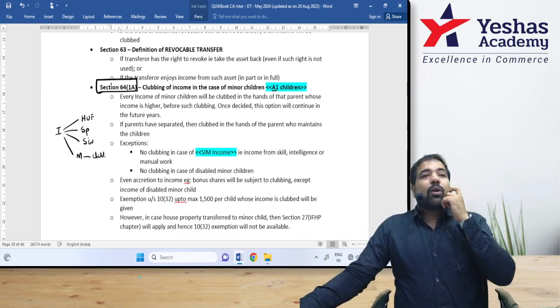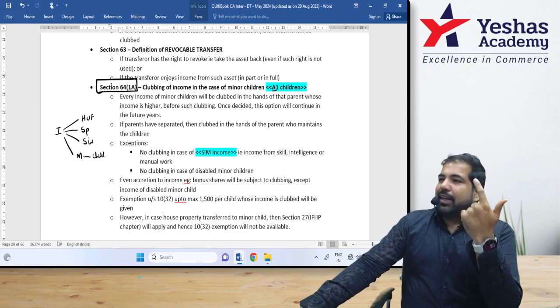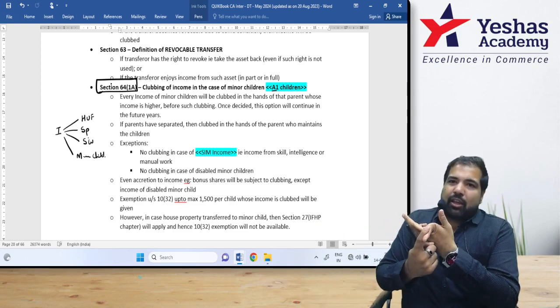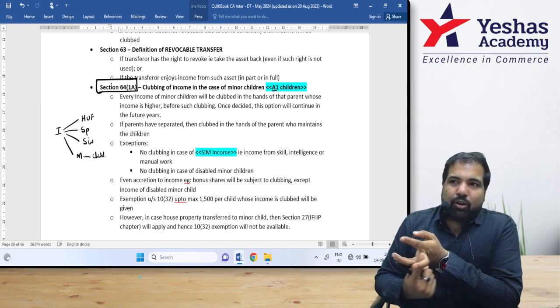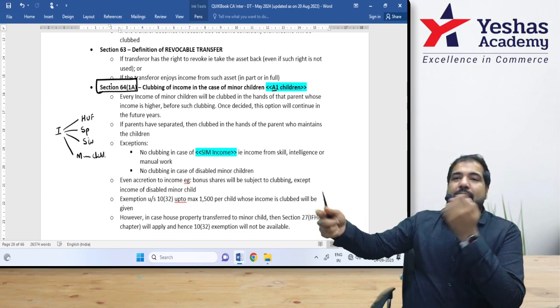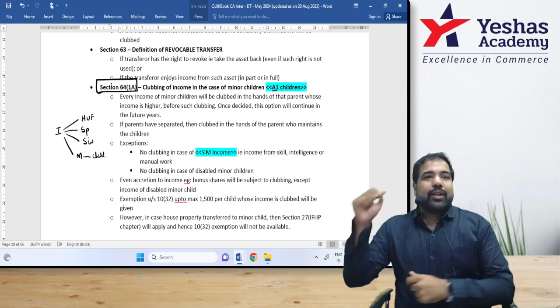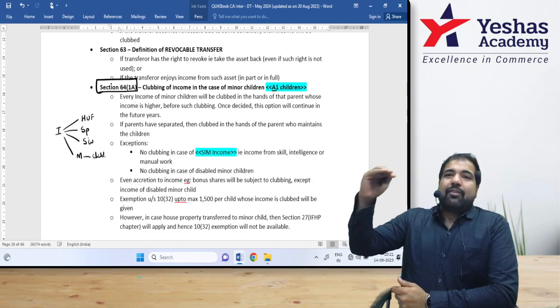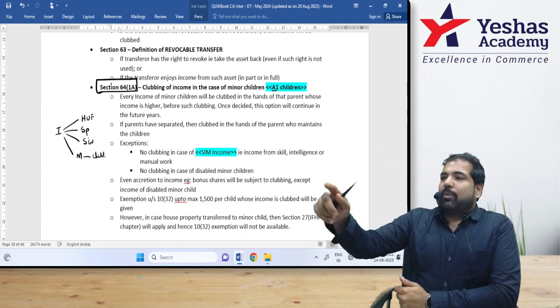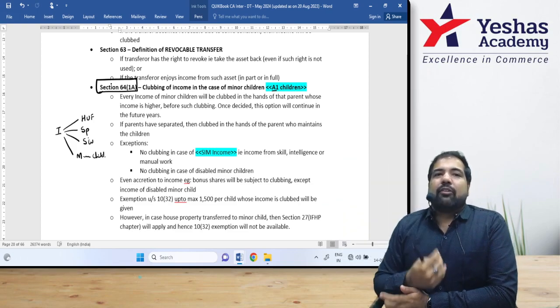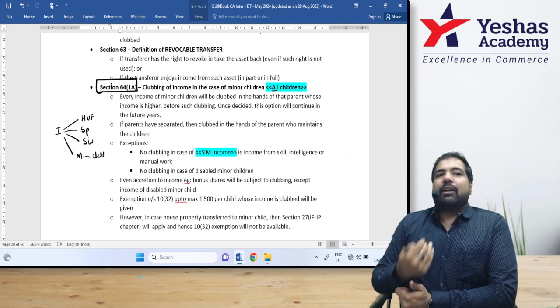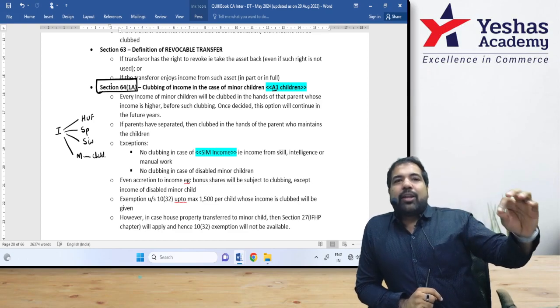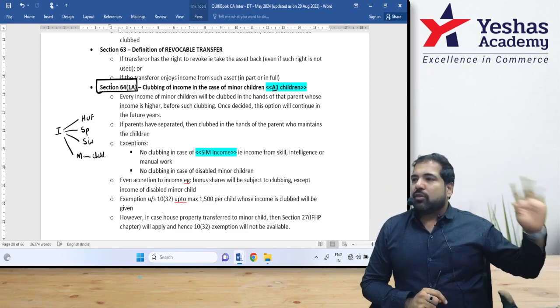And for SIM income, what is SIM income? Income from any skill, intelligence, and manual work. Skill means a singing competition. Intelligence means a debate competition or quiz competition. Manual work means acting in a TV show. Guys, they will tell you only that income will not be clubbed. But otherwise, every income of a minor child will be clubbed. What if the income has another second level of income? Will be clubbed. Third level of income of the minor child? Every level is clubbed in the hands of the higher parent.